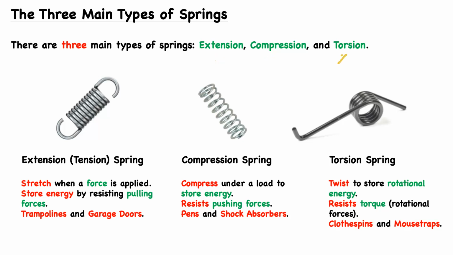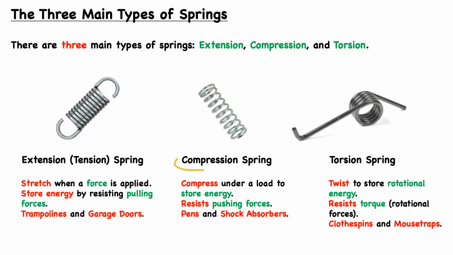and torsion springs. So let's start with extension springs, which are also often called tension springs. And extension springs stretch when a force is applied. So for example, if this were to be pulled from either end, the spring would stretch as a result of those forces. And by resisting those pulling forces, the extension spring can store energy. And two common examples of extension springs in everyday life are trampolines and garage doors, among many, many others.